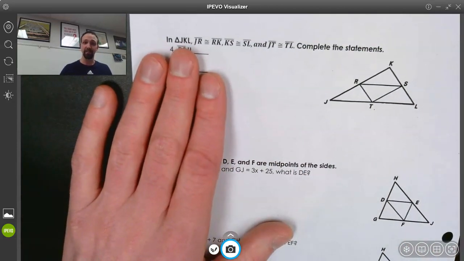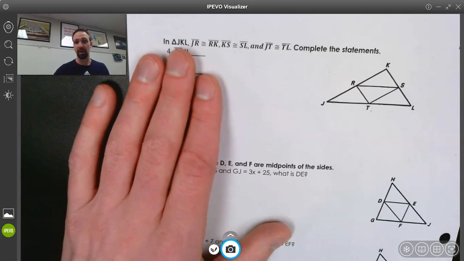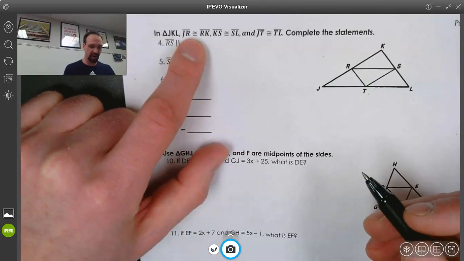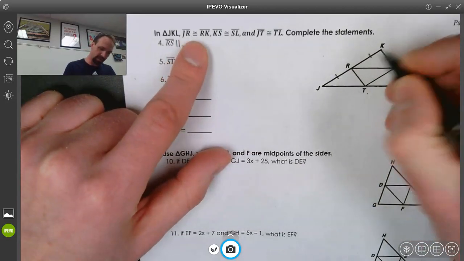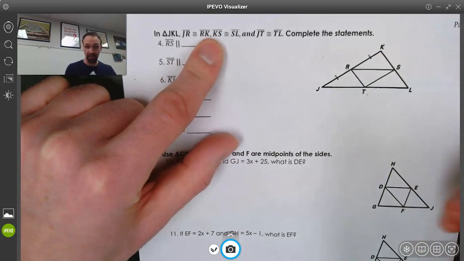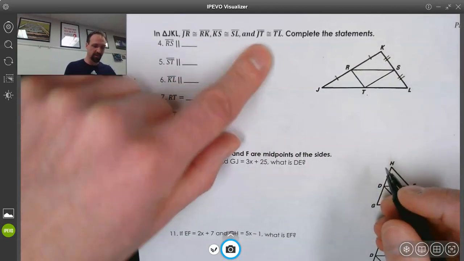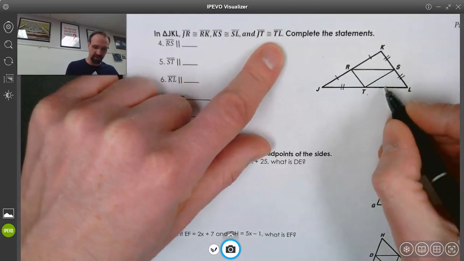If it's not on the diagram, let's go ahead and add it in. So what we're going to do is put in all of these other parts or components that it says. For this one, segment JR is congruent to RK. That means that this is the same length as this. Segment KS is the same as SL, so I know that those two are congruent. And then segment JT is congruent to segment TL.